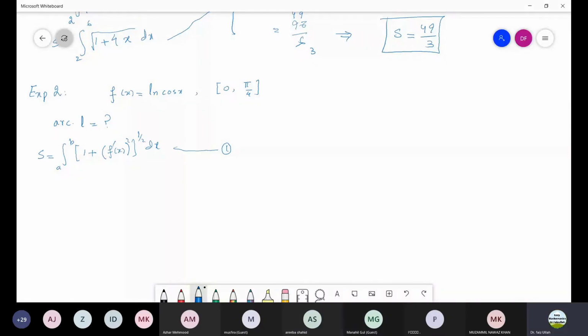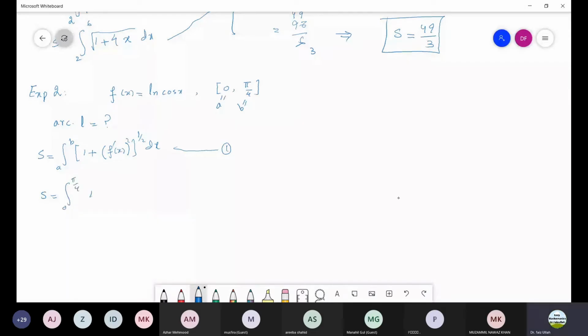Great. So look at here. This is A, this is B. And now let us put the values. So I'm writing S is equal to integration from 0 to pi by 4.